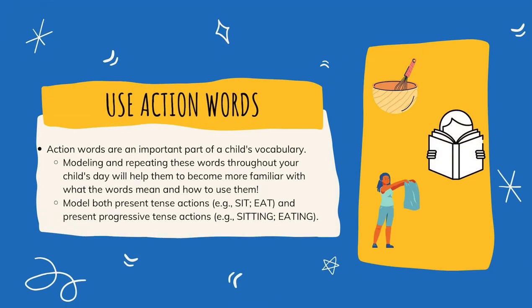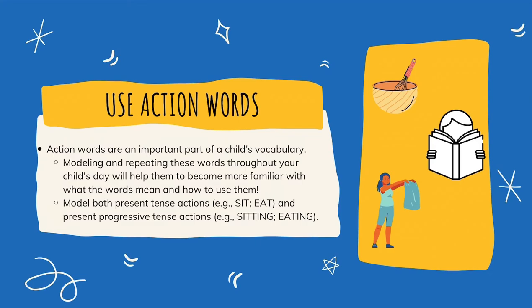The use of action words is also very important when you are using the self-talk and parallel talk strategies. Modeling and repeating action words throughout your child's day will help them to become more familiar with what these words mean and how to use them. Children generally begin using present tense action words such as sit or eat before they begin using present progressive verb tenses such as sitting or eating. Modeling both will help your child to begin understanding and using these various verb tenses.